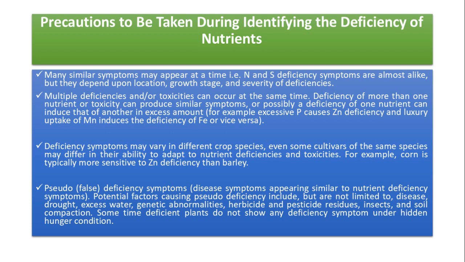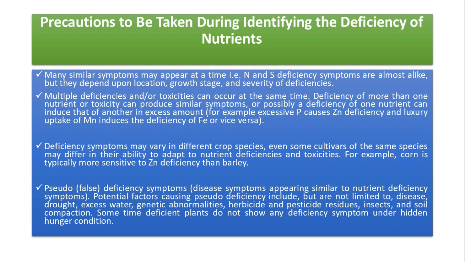Deficiency of more than one nutrient or toxicity can produce similar symptoms, or possibly a deficiency of one nutrient can induce that of another in excess amount. For example, excessive P causes zinc deficiency and luxury uptake of manganese induces the deficiency of iron, or vice versa.